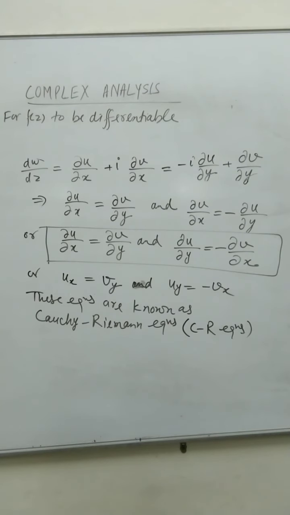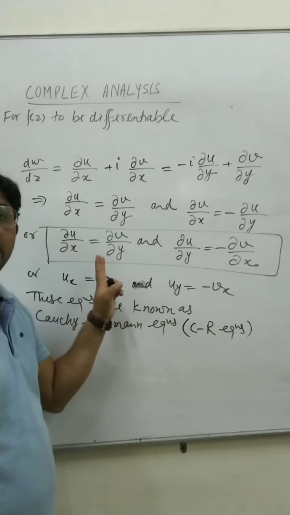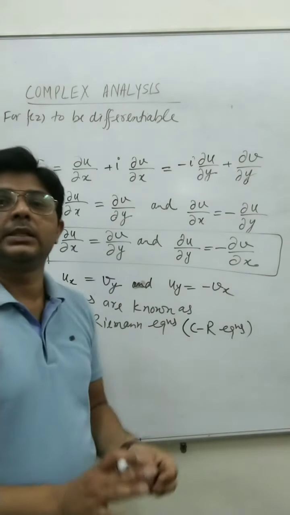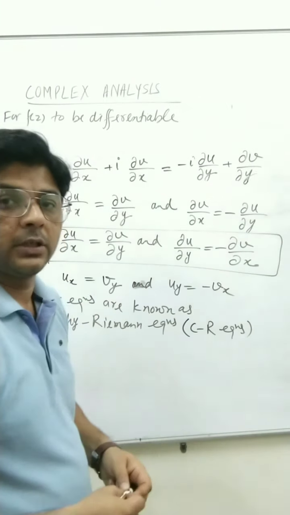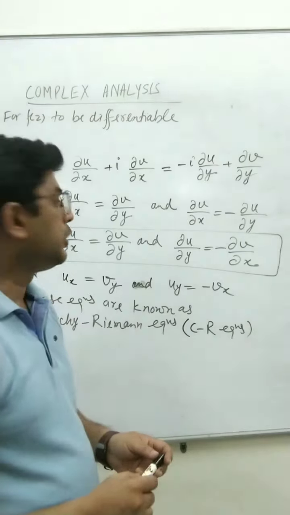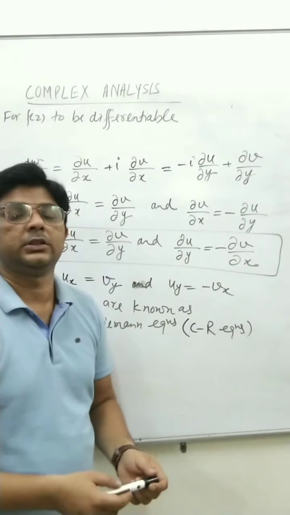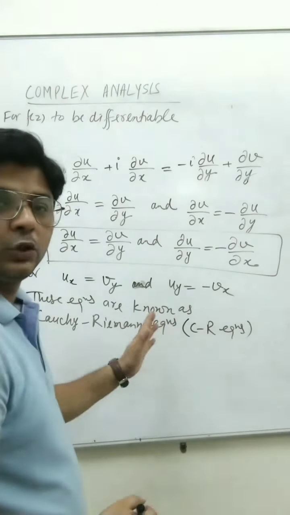These are the two necessary conditions for a function to be differentiable. So here we say that these are necessary conditions, these are not sufficient conditions. It means these conditions are a must for a function to be differentiable. But if these conditions are satisfied, we cannot say that a function is differentiable. So these are only the necessary conditions for a function to be differentiable.